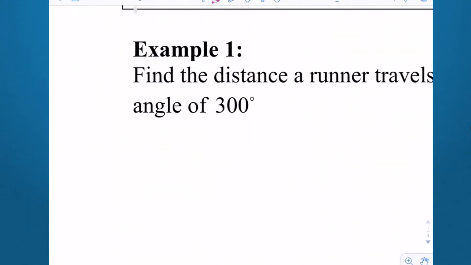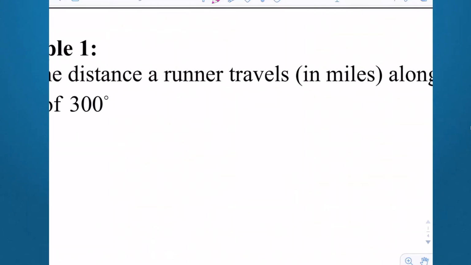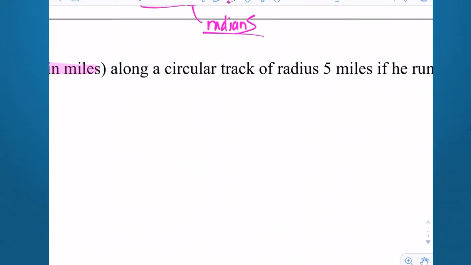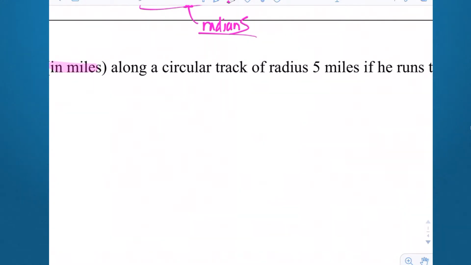All right, so let's look at a quick application. This is not our city, but I wish it were. Find the distance that a runner travels in miles if he runs along a circular track that has a radius of 5 miles. That'd be cool to have a city with an outer track that runs around the perimeter of the city that's circular. It'd be a nice, safe place to rollerblade if you're in the 90s, or bike or jog, whatever. But we don't have one. But this city has one, and this guy is taking advantage of it.